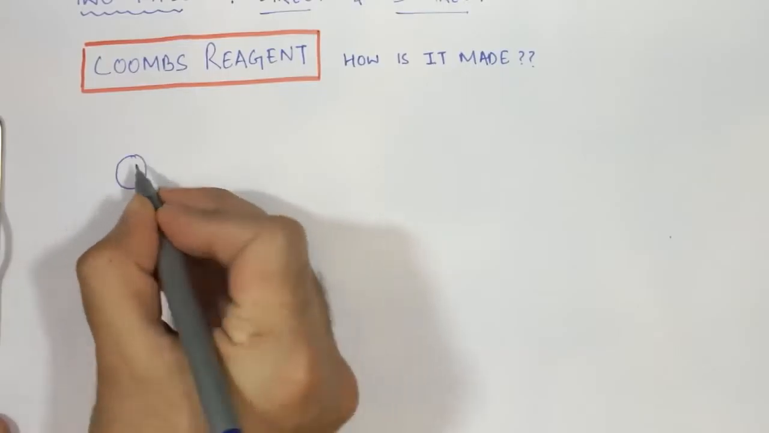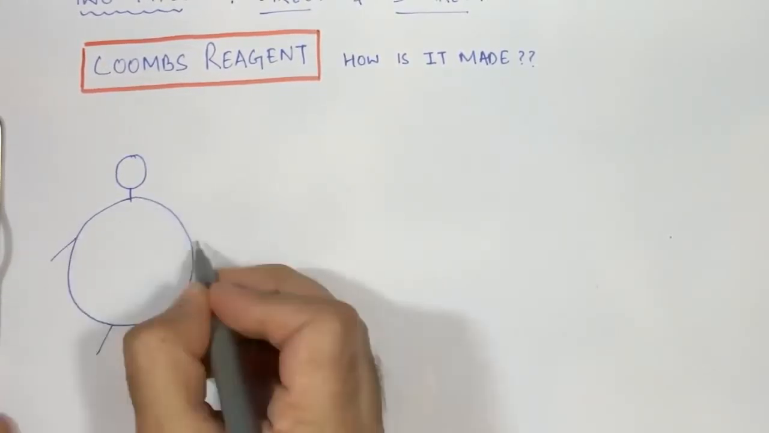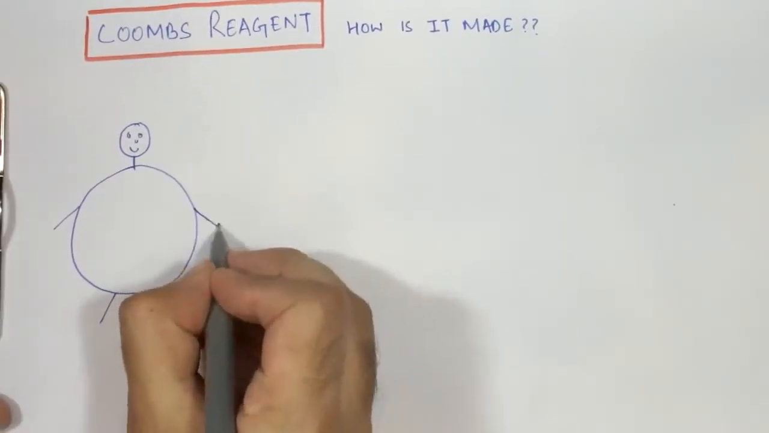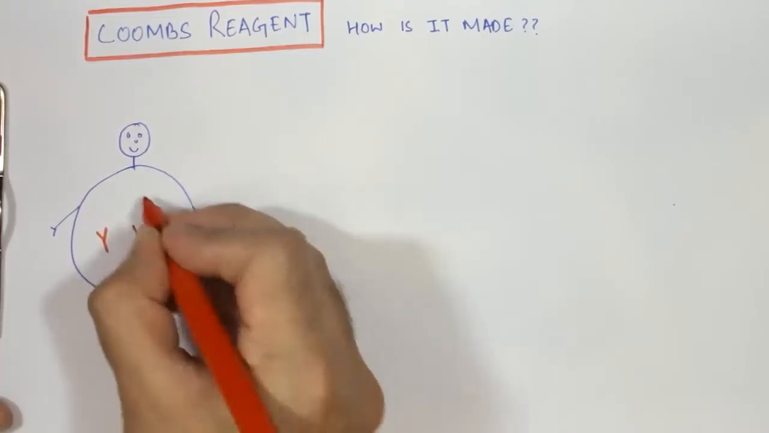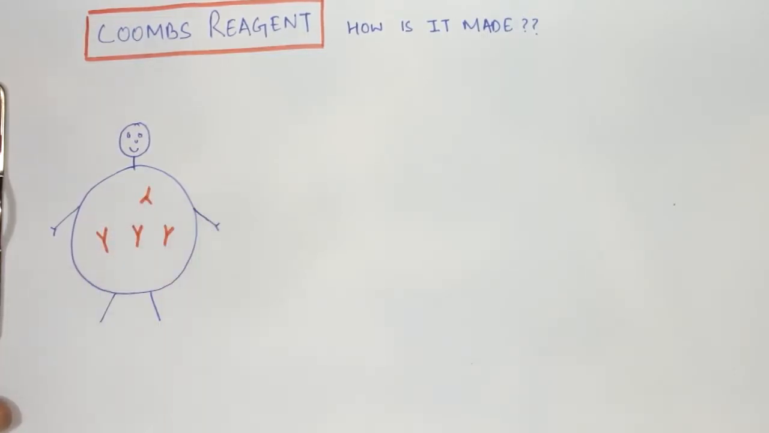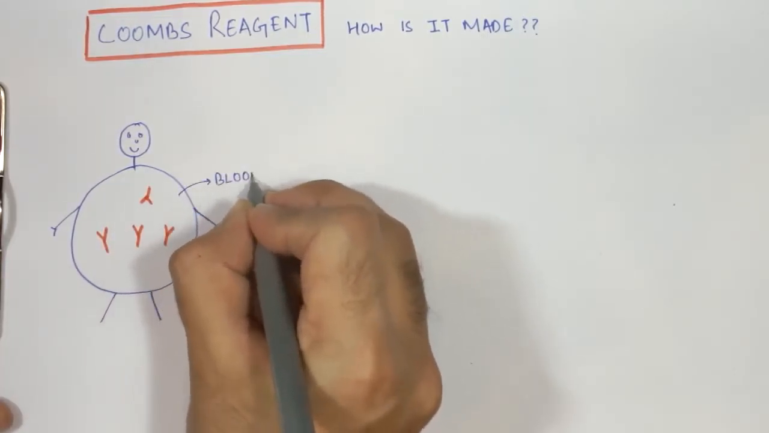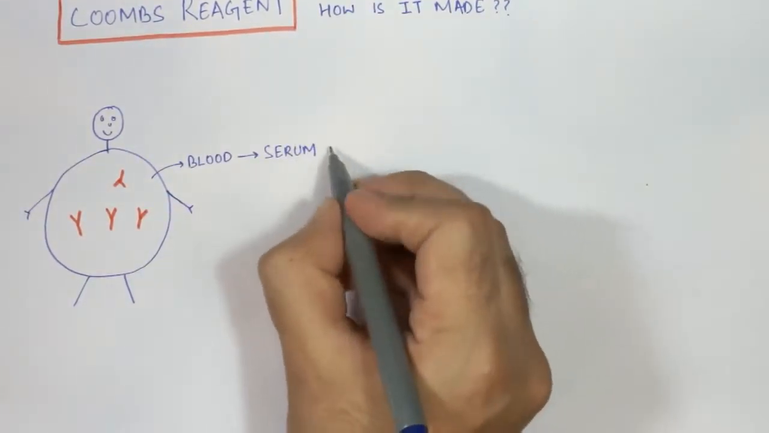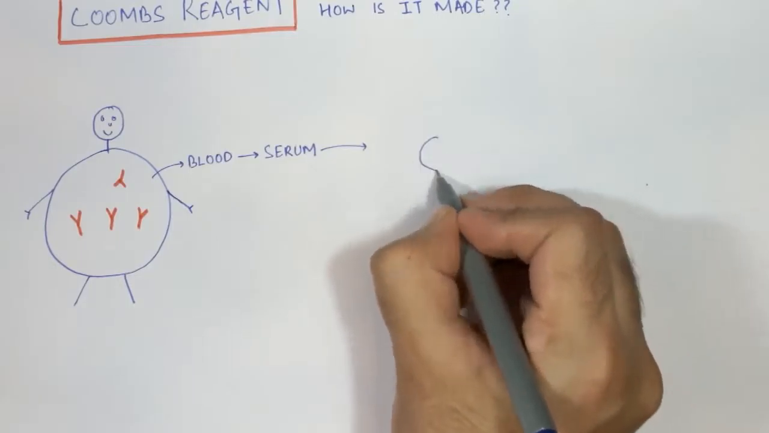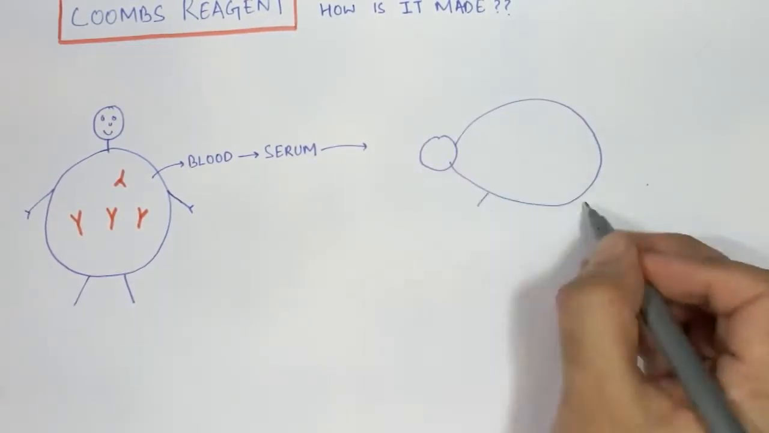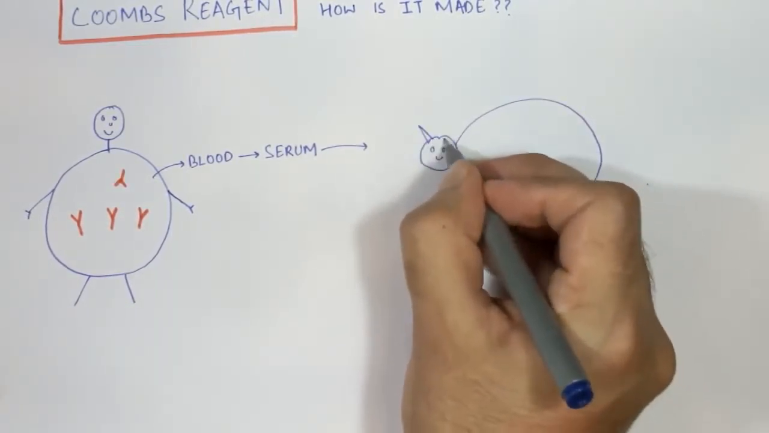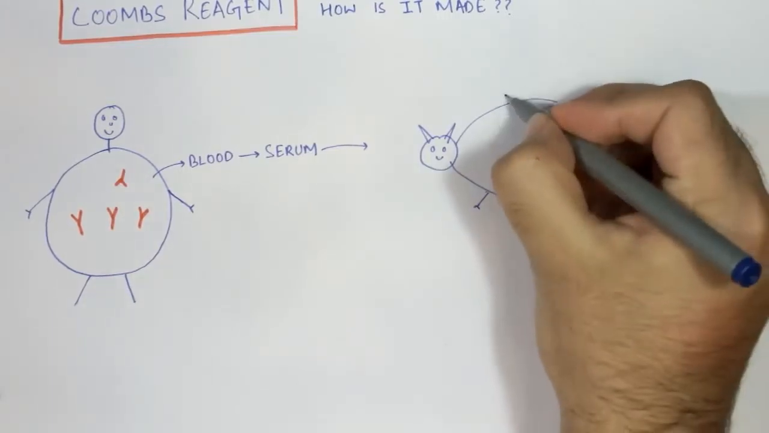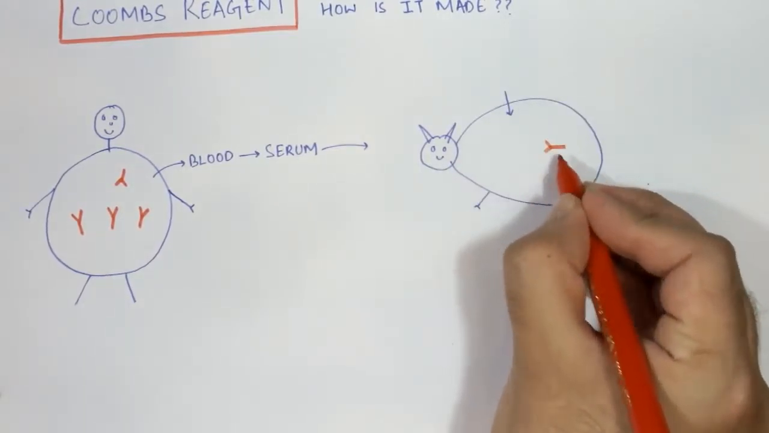Please excuse me for my drawings, but let's suppose this is a human, and the body of this human contains lots of these autoantibodies. So what we do is we take the blood from this human and we separate the serum from this blood, which contains all of these autoantibodies. And what we do next is that we inject this serum into an animal. Please don't ask me what type of animal is this, it just is.